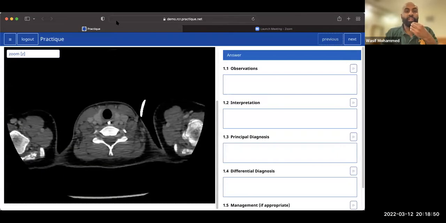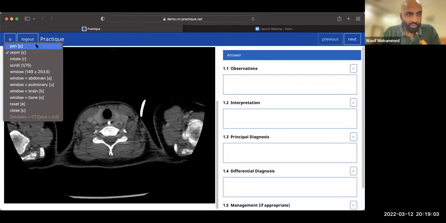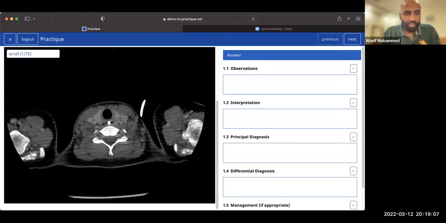Yeah, so this is the site. You can just Google RCR demo practice site. Essentially, you can look at how the system is over there for the long cases. You have a menu option over here. You can't scroll with the mouse; you need to select scroll and then scroll.